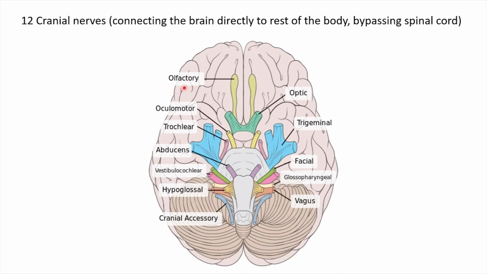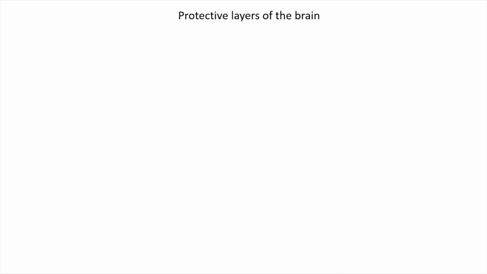For instance, the olfactory nerve gets signal from the nose and takes it directly to the brain. The optic nerve takes signal from the retina and takes it to the brain. And then there are some motor nerves, for instance, the vagus nerve. This is one of the parasympathetic nerves that is controlling the activity of the heart and the lungs and so on. So it is obvious that the brain is really important.